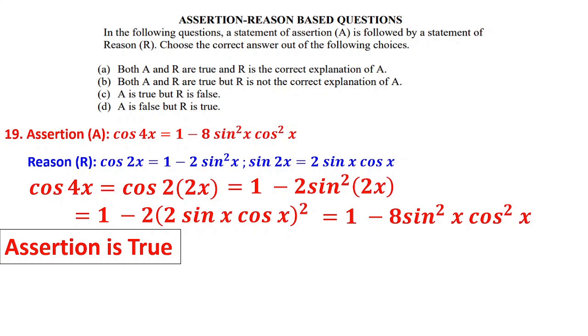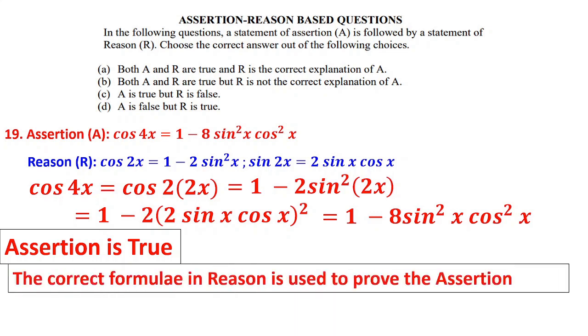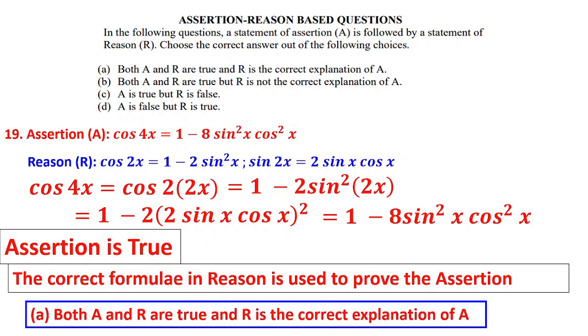Now let us go for checking the reason. In the reason, you have been given the formula for cos 2x and formula for sin 2x. Both are correct, and these two formulae are used to get the result for the assertion. Therefore, the option is both A and R are true and R is the correct explanation of A. Very simple. You have to check the assertion validity, reason validity and come to the conclusion.